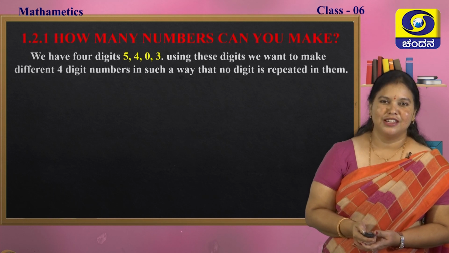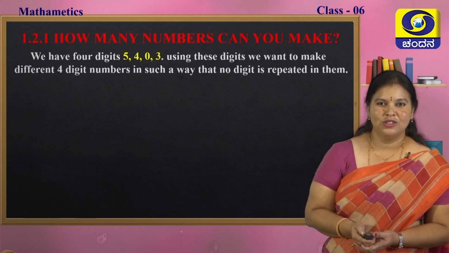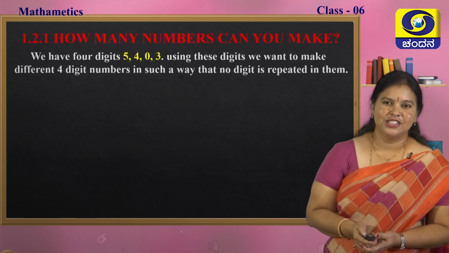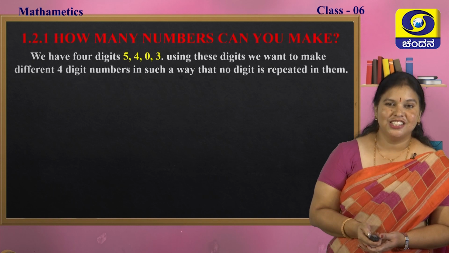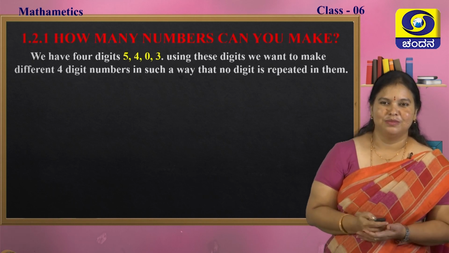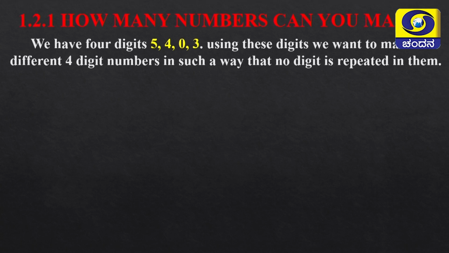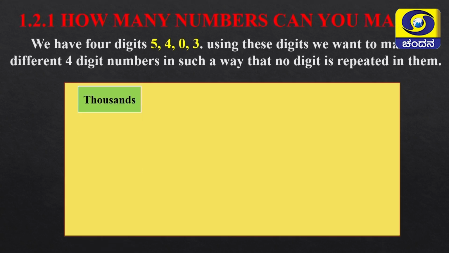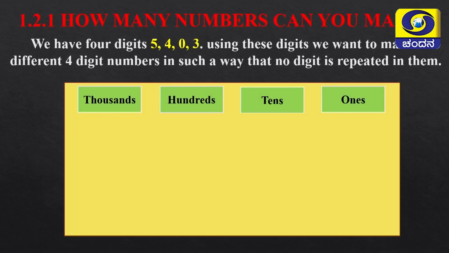Here I am giving another 4 numbers, that is 5, 4, 0, 3. Using these 4 digits, you have to make different 4 digit numbers in such a way that no digit is repeated in them. You know the condition. So, again we will take the place values. So, do the same thing again. The condition you have understood, the same digit should not be used in 2 places. Okay, start now, hurry up.